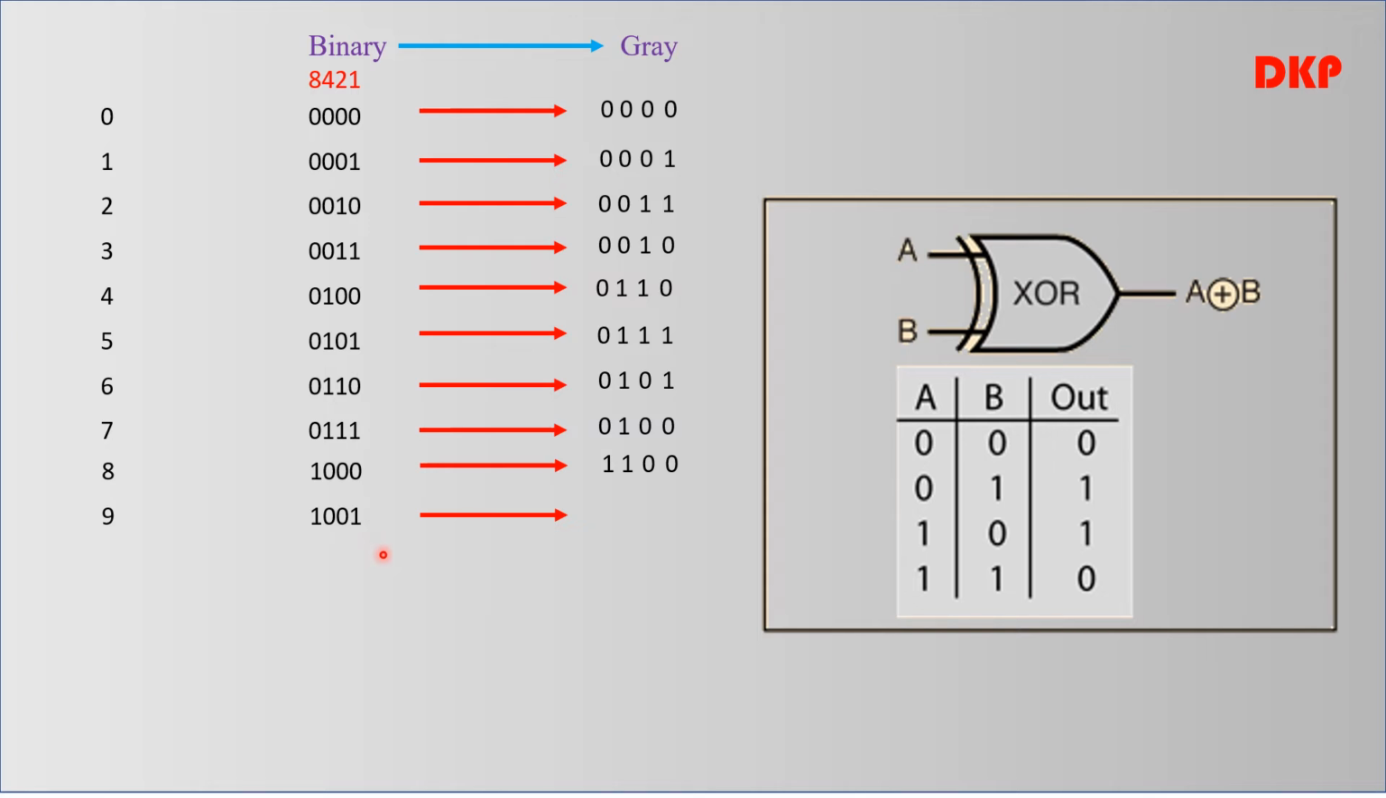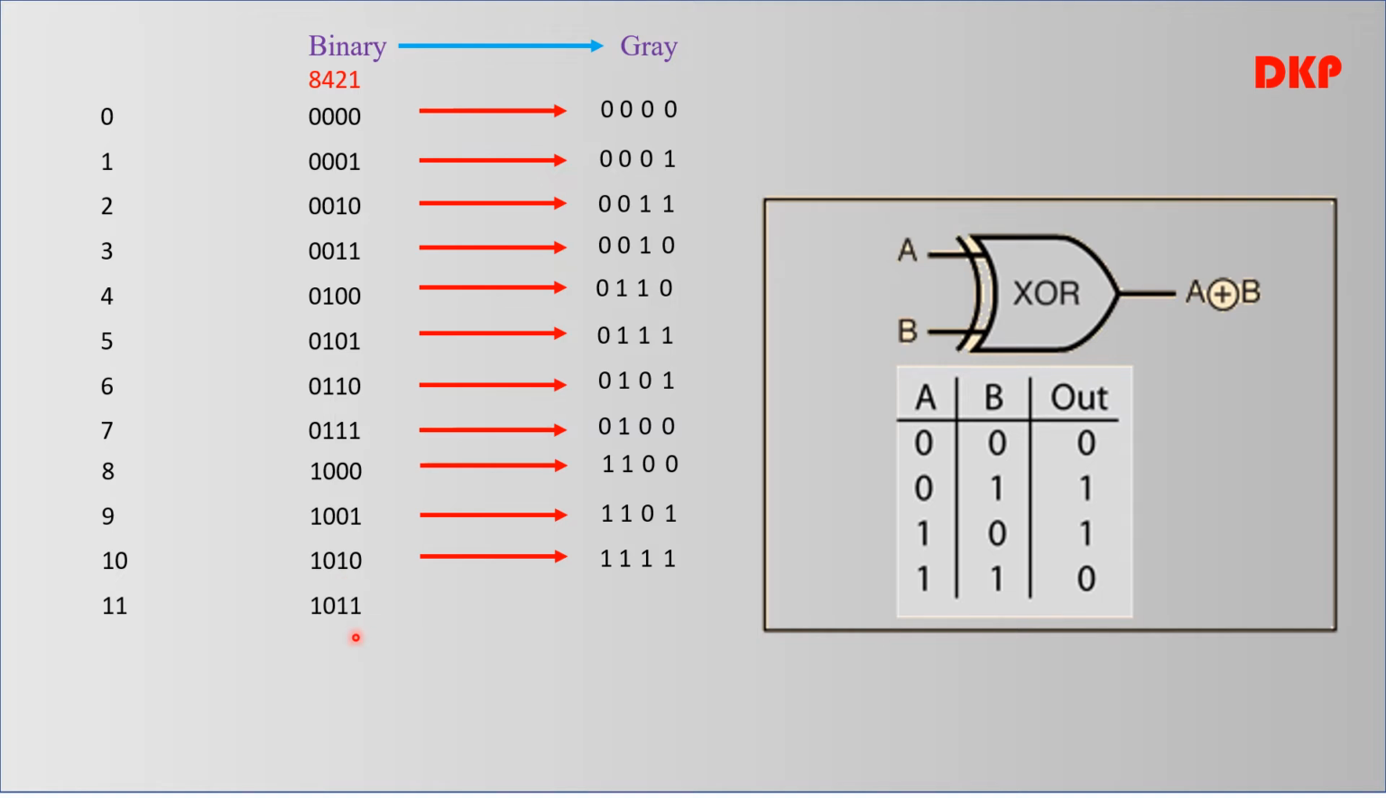Now let us check for 9. The first bit is 1, so it is written as it is. 1 XOR 0 is 1, 0 XOR 0 is 0, 0 XOR 1 is 1. For 10, first bit is written as it is. Now 1 XOR 0 is 1, 0 XOR 1 is 1, 1 XOR 0 is 1.